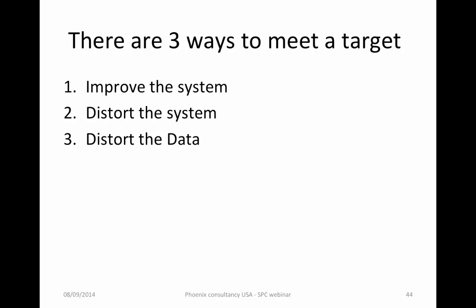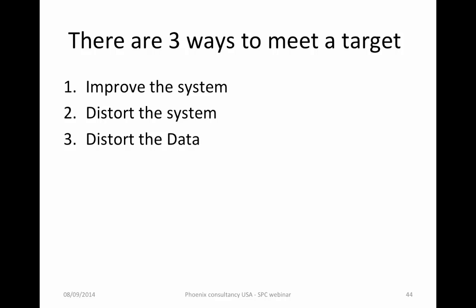When it comes down to it, there are only three ways to meet a target like that. The first is to improve the system capability in order that it will meet the target reliably. The second is to distort the system in some way such that it appears to meet the target, perhaps by adversely affecting another part of the wider system. And the third is to distort the data.